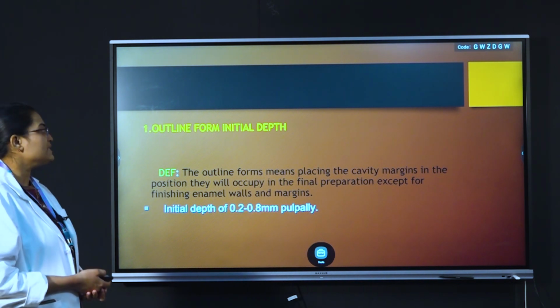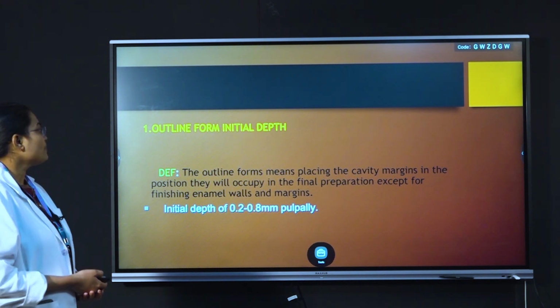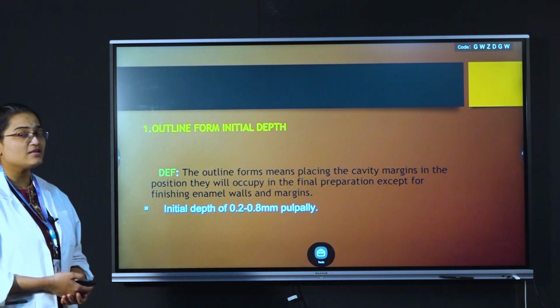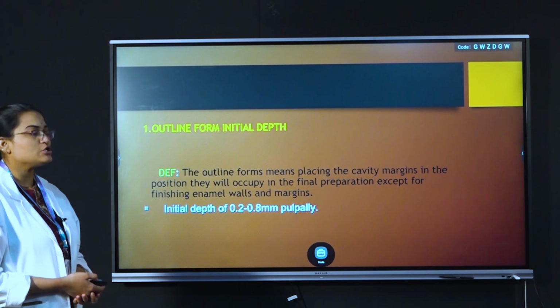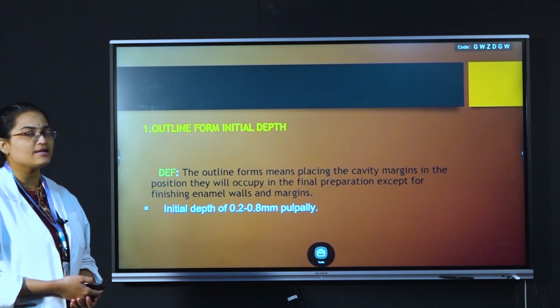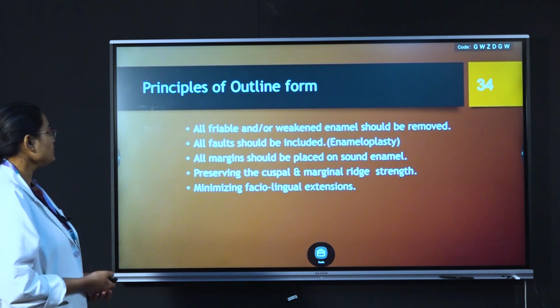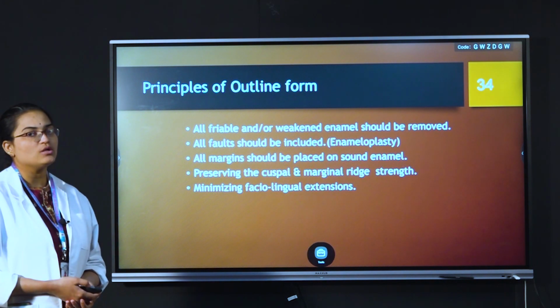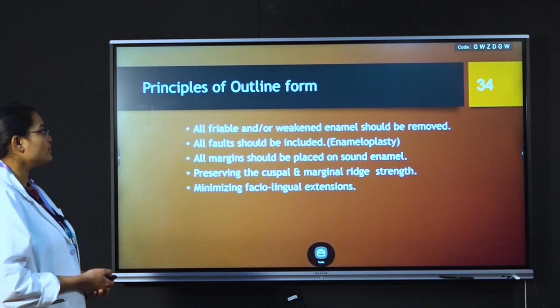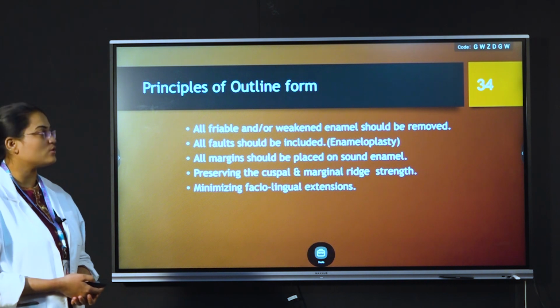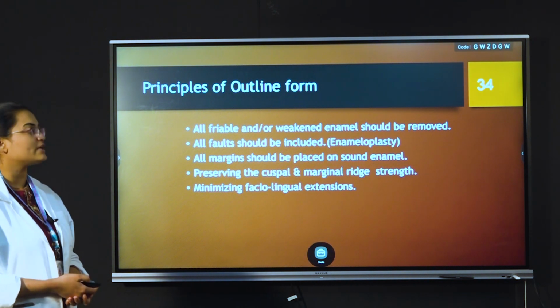The outline form means placing the cavity margins in the position they will occupy in the final preparation, except for finishing of the enamel walls and margins, which is done in the final steps. The principles include that all the friable weakened enamel should be removed, all faults should be included, and also enameloplasty is included in the outline form.